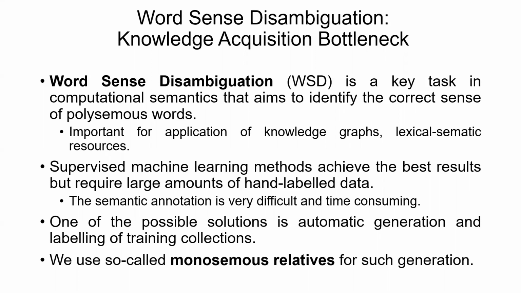The annotation of such corpora demands considerable time and human resources. That is why supervised machine learning approaches suffer from a knowledge acquisition bottleneck. Automatic generation and labeling of training collections can help to tackle this problem. In our research, we use the monosemous relatives method to automatically generate and label training collections.